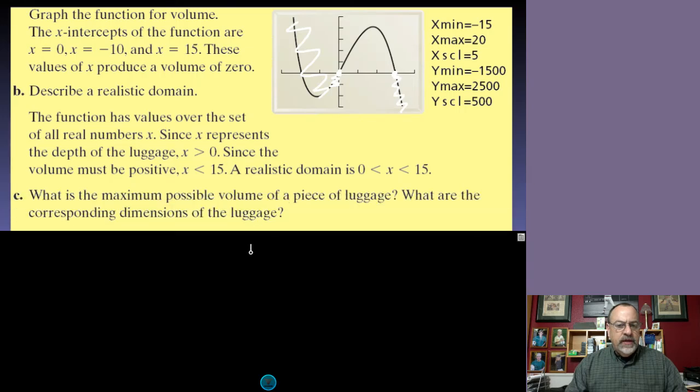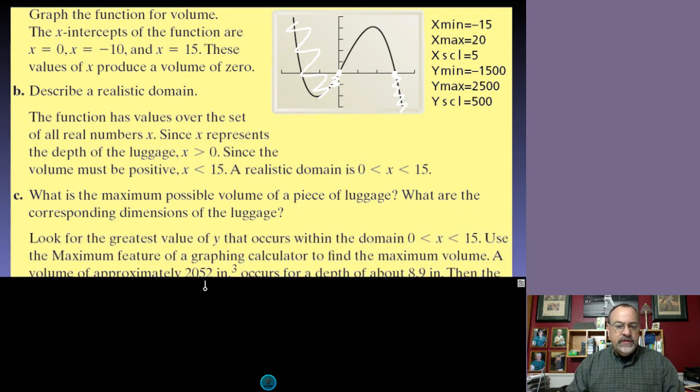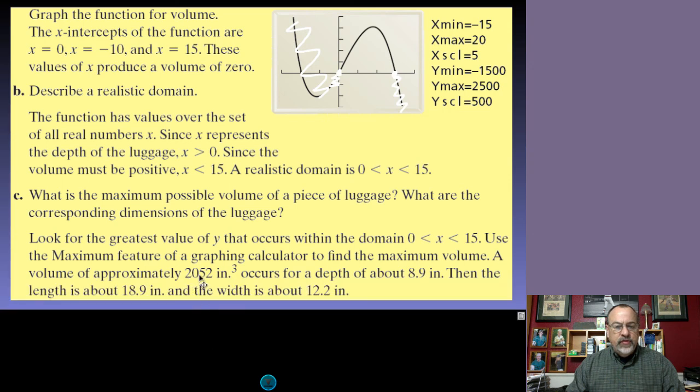All right. And then what's the maximum volume possible? We would then use our calculator and calculate that maximum just like we did with the cubics. And so that would give us a maximum volume of 2,052 cubic inches. That would be the y value. We would look at the y value, that's the volume. And then the x value that gives us that is about 8.9 inches. So 8.9 is my x.